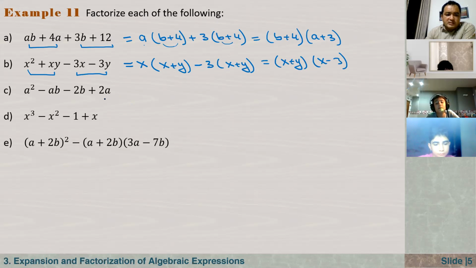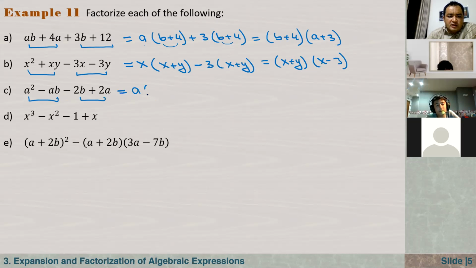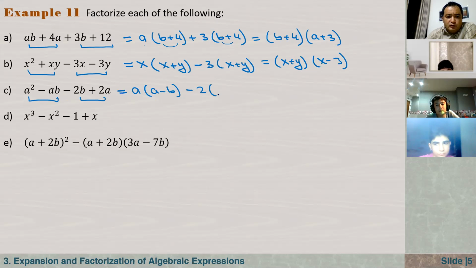In a similar way, how about c? Here we have a common factor, good. a is a common factor, here we have a minus b, minus 2, and if -2 is out, what we have here? Here we have b minus a, right? And also we know that b minus a, I can write as minus (a minus b), right? Minus times a is minus a, minus times minus b is b.